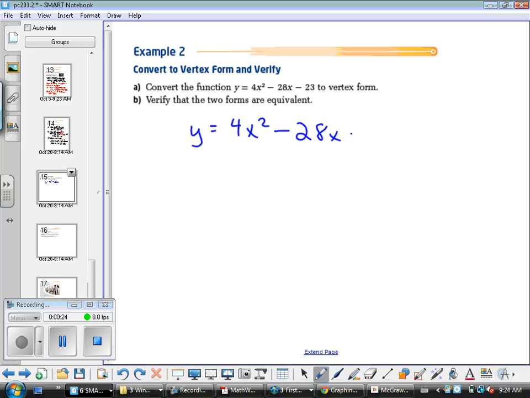Let's just write that out. Because there is a number in front of the x squared other than 1, we need to start by taking that 4 out of the first two terms. So we'll just say x squared, and when you take a 4 out of negative 28, you get negative 7x.